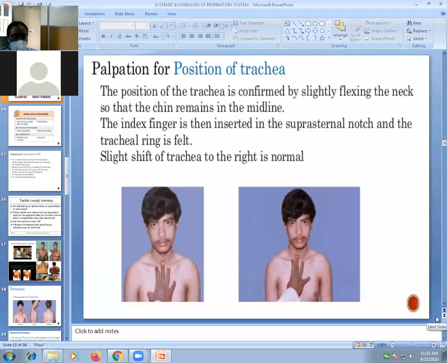See, this is the method to check the position of trachea. Index finger, ring finger over the sternoclavicular joint, and with the help of middle finger you have to check the position of trachea, whether it is central or deviated to one side. So this is the method.